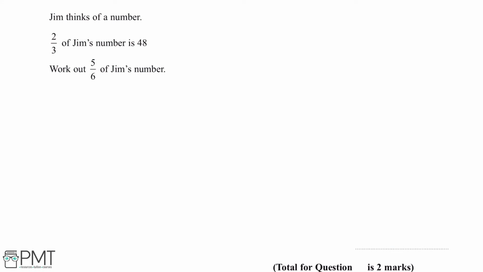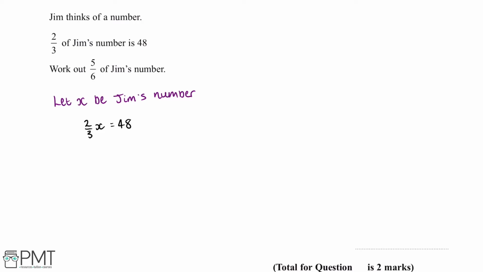Jim thinks of a number. 2/3 of Jim's number is 48. Work out 5/6 of Jim's number. So what we can do is we can let x be equal to Jim's number. So if 2/3 of Jim's number is 48, then this means that 2 over 3 multiplied by x will be equal to 48. So now with this we can work out what Jim's number is.